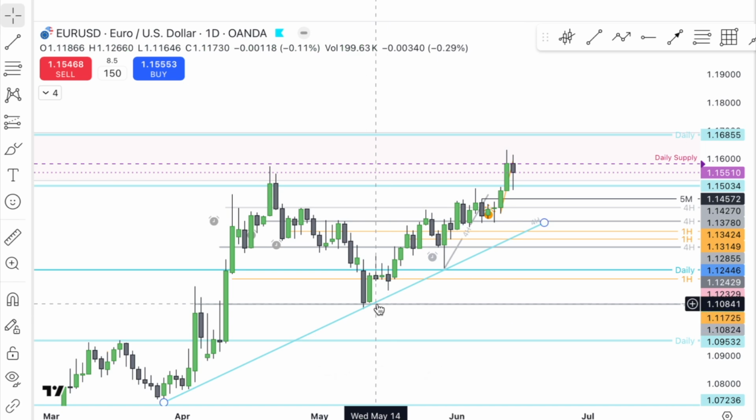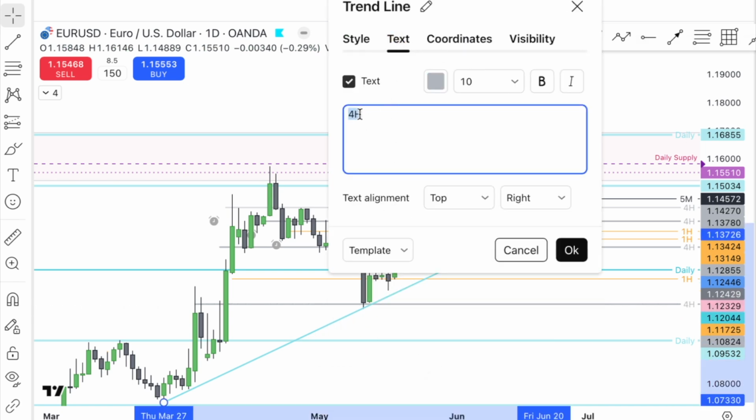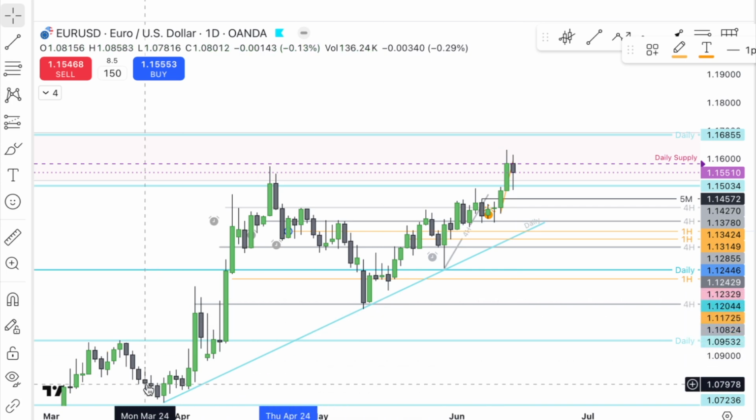So now I've got my daily time frame. Instead of having 4-hour, I could say daily on this line. All right, and so there's the word daily right there.